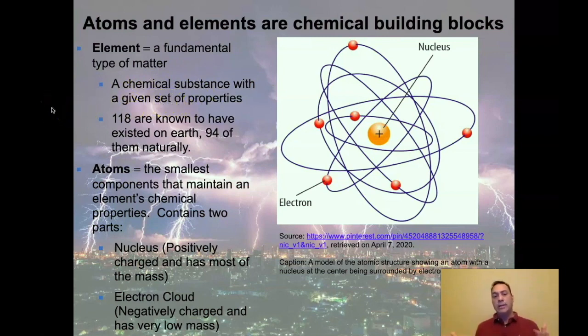get hot really easily. Light can shine through it. It might be a liquid at room temperature. It might be a solid at room temperature. It has a set of properties. Right now, there are 118 that are known to have existed on Earth, 94 of them naturally, which means that human beings in labs have made the others.